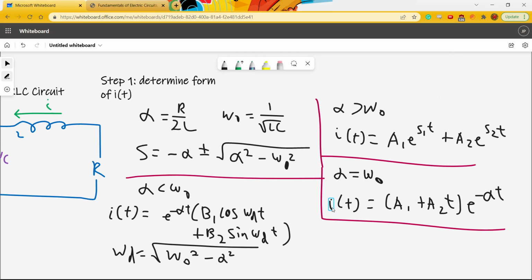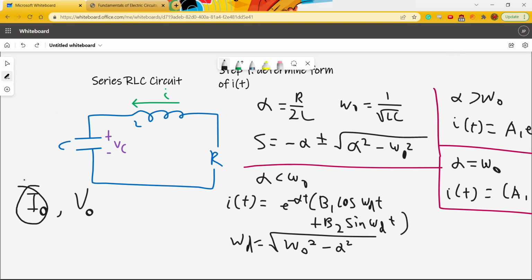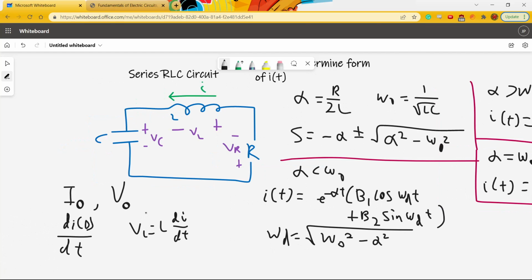Initial condition 1, the current at time equals 0. Initial condition 2, the derivative of the current at time equals 0. If you have the initial current in the inductor, I0, and the initial voltage in the capacitor given the correct terminals, V0, it is pretty easy to determine the derivative of I at 0. All we need to do is determine the voltage across the inductor because VL equals L di dt as long as we use these sign conventions for voltage.